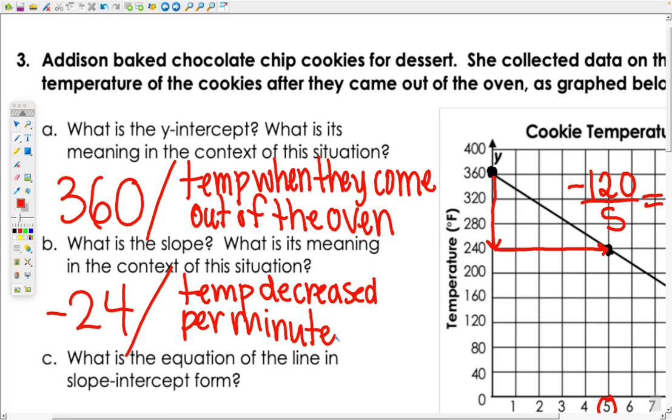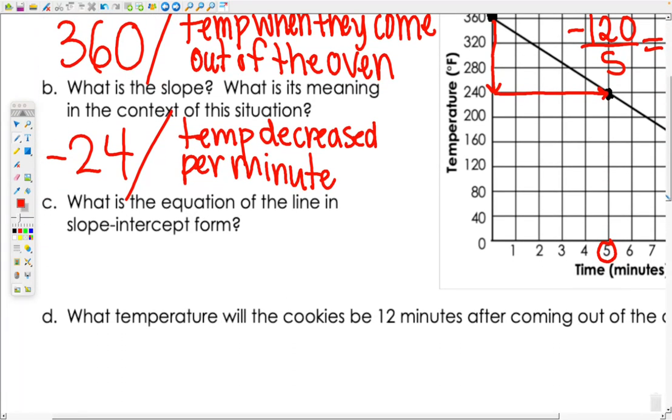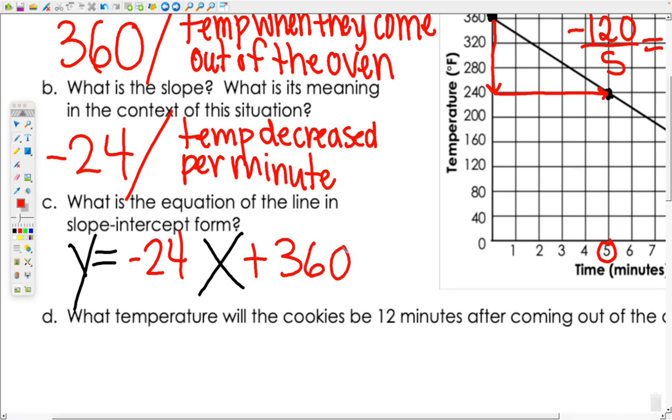Now that you have these two pieces of information, you can write it in slope-intercept form. You got a Y, you got an equal, you got an X. You got to put the numbers where they belong. Negative 24 X. That's right. And then what else? Did somebody say it? Plus 360. Thank you. Plus 360. That's a big old X.